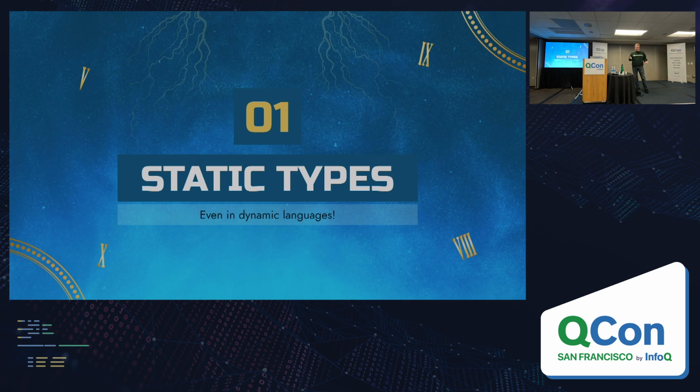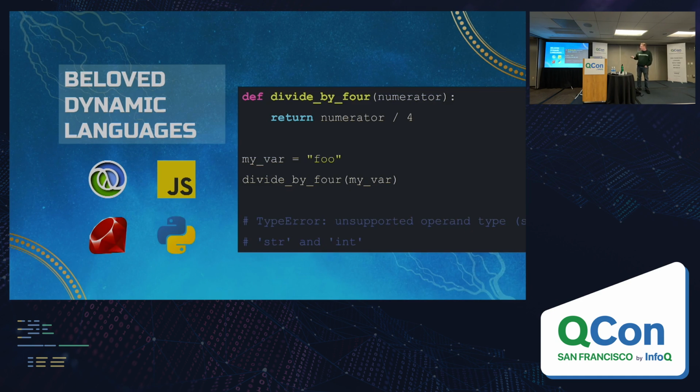We'll start off with static types, and I'm saying even in dynamic languages. I realize that may be controversial to some folks in the room. If so, I apologize, but we're going to go back to this bug that we started off with on the sacred timeline and the alligator timeline, where we passed the wrong data type into this Python function.